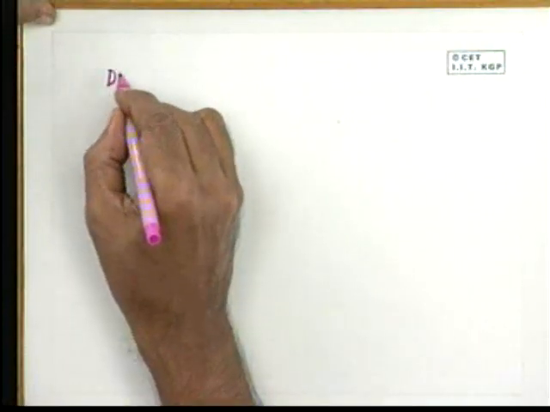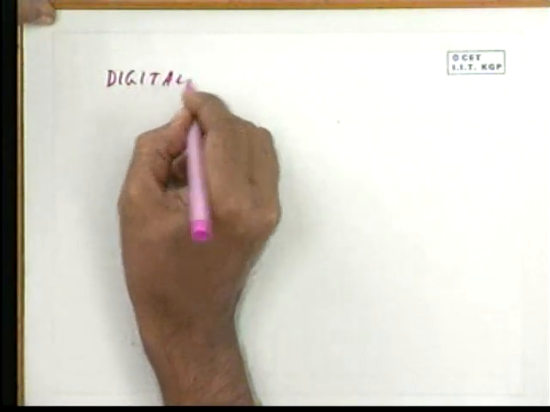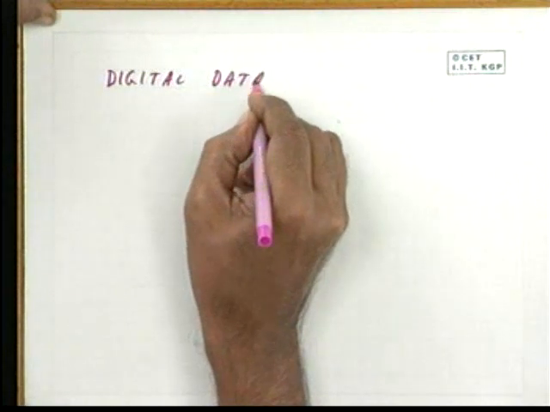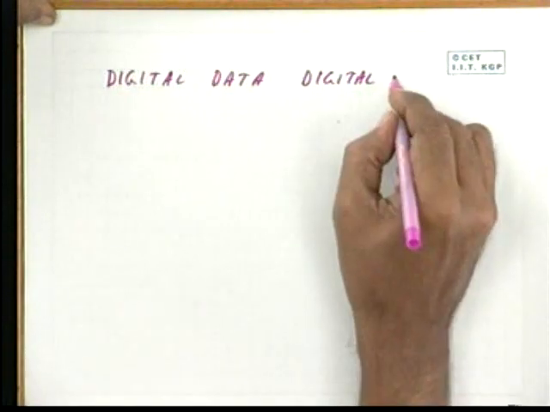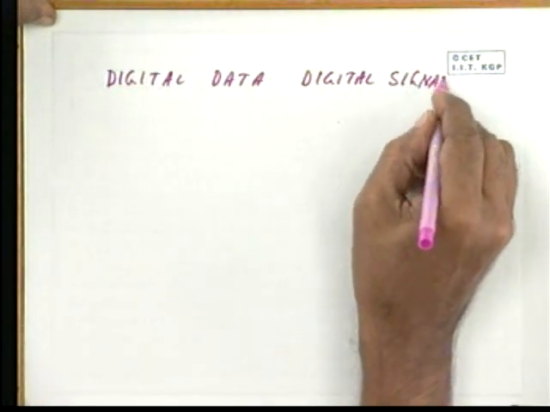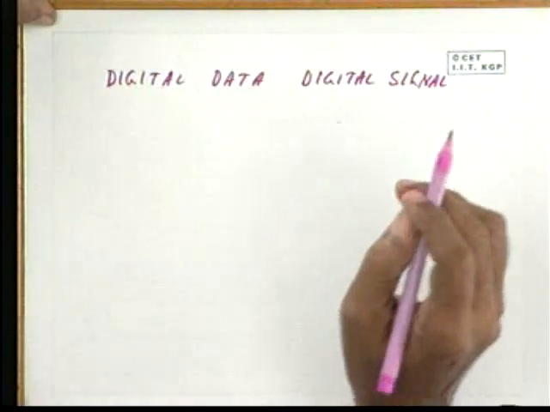So our overall scheme will look like this for digital data to digital signal. First of all, we shall consider digital data and digital signal of the four possibilities that we have discussed, because this is one of the most common that we shall encounter in our data communication that we use in computer networks.